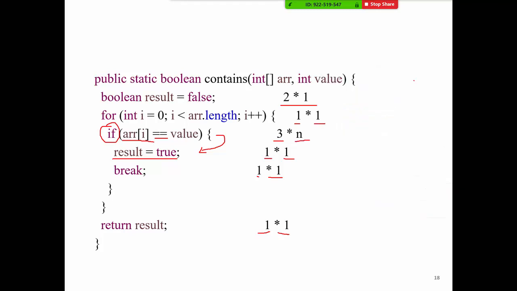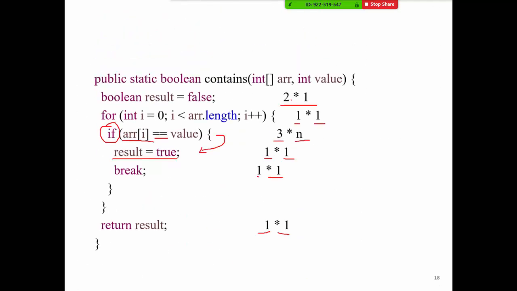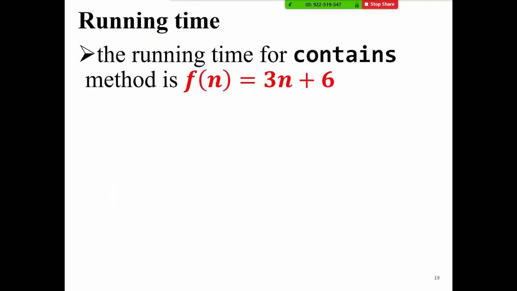So we determine the number of elementary instructions, we multiply by the number of times, and now we add them all together. If you do the addition, you have 3n, 1, 1, 3. So you have 3n plus 6. So you can say the time complexity or running time for the contains algorithm, or contains method, is a function of n. Here n is the size of the input. So the function for this is equal to what? 3n plus 6.